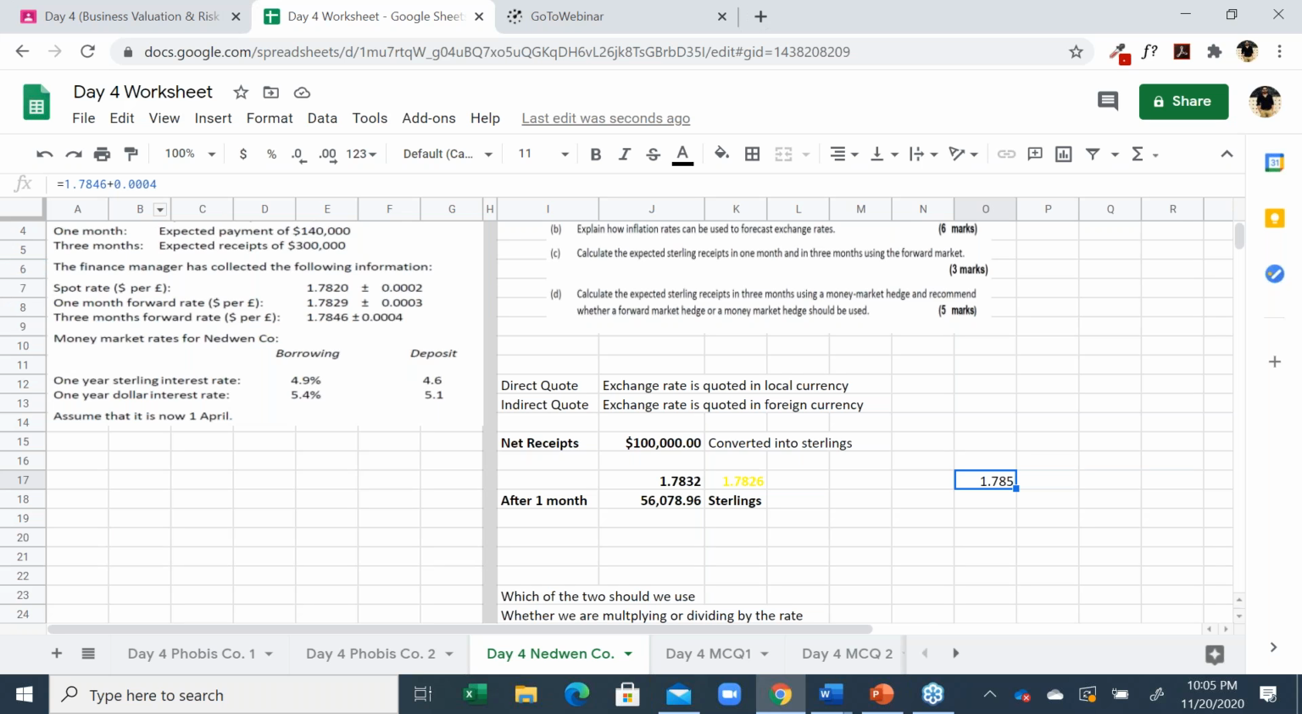We have receipts or we have payments. After 3 months, we again have receipts. We had receipts and we still have receipts. So the rate should be the same. It's only the amount that has to change. The amount will be $300,000. And if we convert it into pound sterling, this is the amount that we'll be getting after 3 months. That's it.